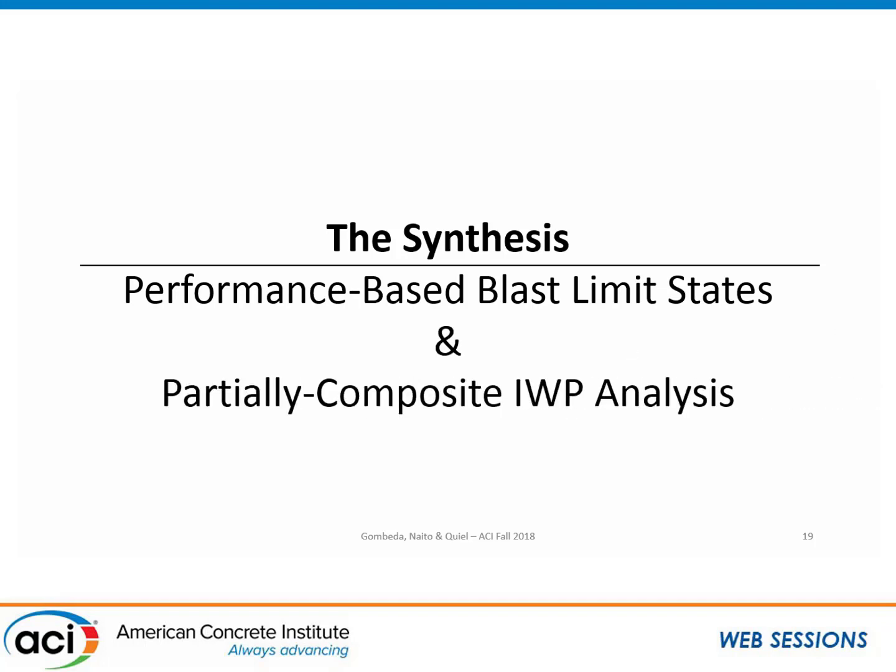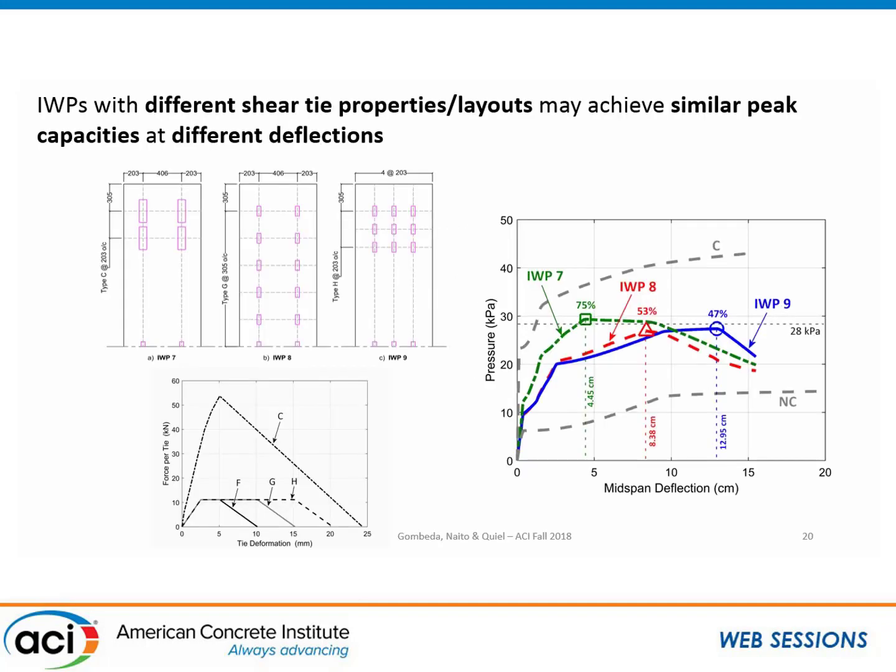So we have a way to get performance-based limit states for a wall panel. We have a way to analyze it to be partially composite. So if we bring these two together, what does that mean for blast design of insulated wall panels? Depending on what tie properties we have, we can get different responses, right? So this is the first step in mashing these together. It shows where the limit states are at.